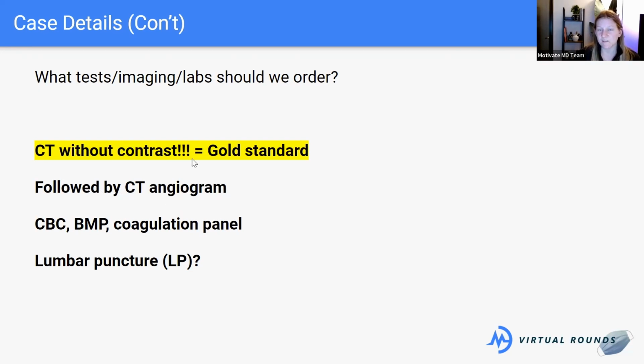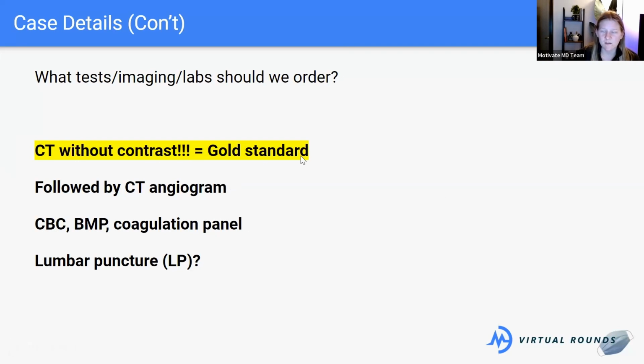And it's just going to, again, confirm the findings or maybe be able to more thoroughly assess the damage that may have been caused by this brain injury and help us to know long-term what we're looking at here. But for our first step, we're going to do this non-con CT. Also, we can get a CBC, BMP, and coagulation panel.